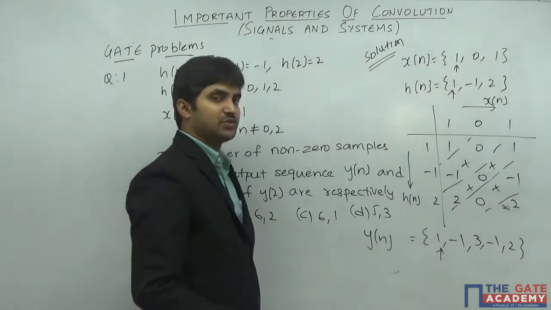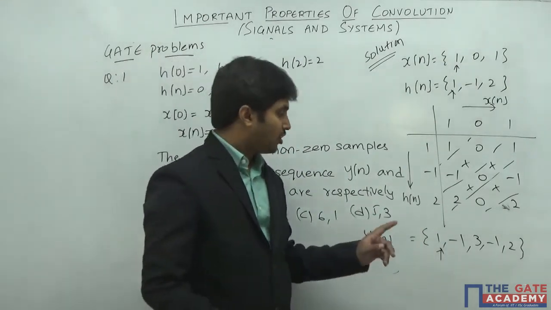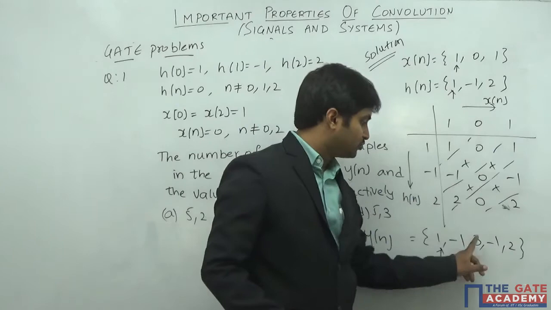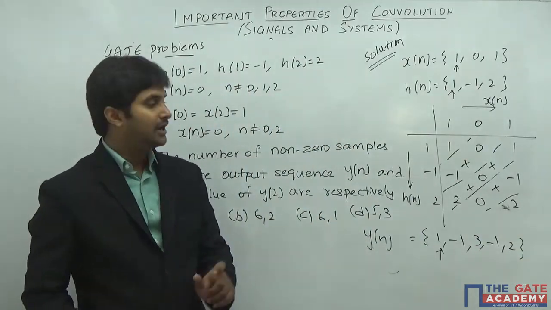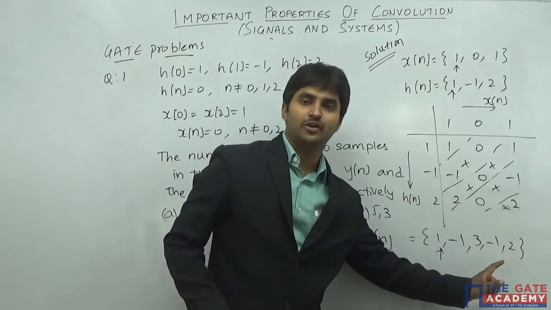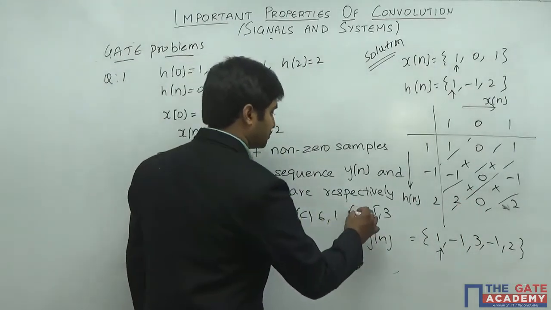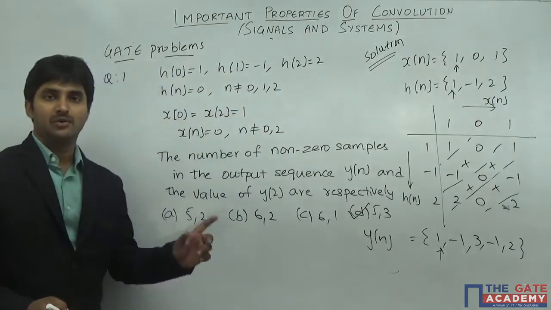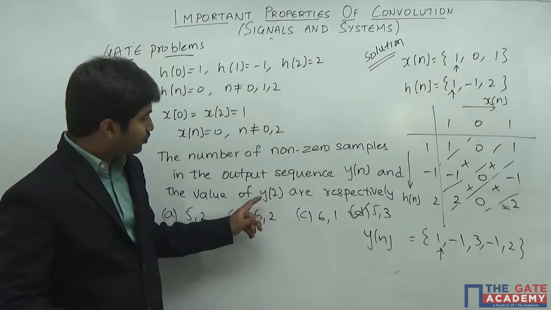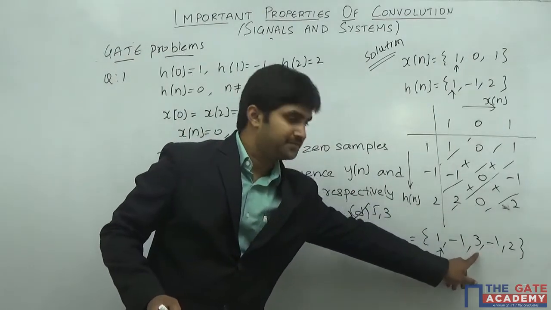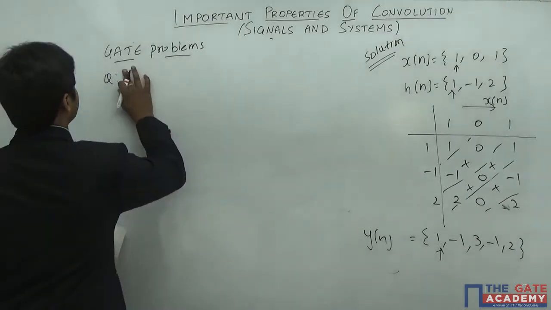And what is the length of the sequence? Okay, I mean to say, what are the non-zero sample values? The number of non-zero samples is going to be 1, 2, 3, 4, 5. So there are 5 non-zero values of y of n, and the value of y of 2 is going to be equal to 3. Right? So 5 comma 3 is going to be the right answer. Okay? The number of non-zero samples of y of n is equal to 5, and the y of 2 value is equal to 3. Now let us look at the second question based on the same concept.